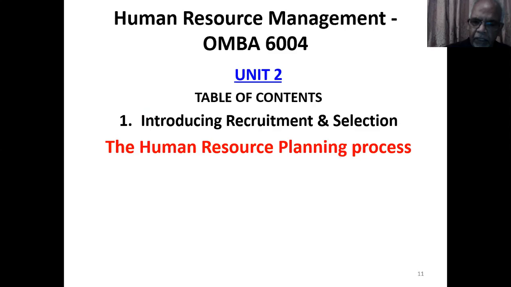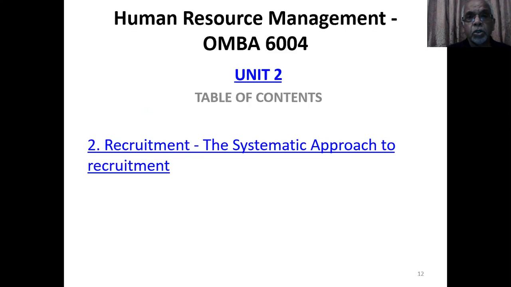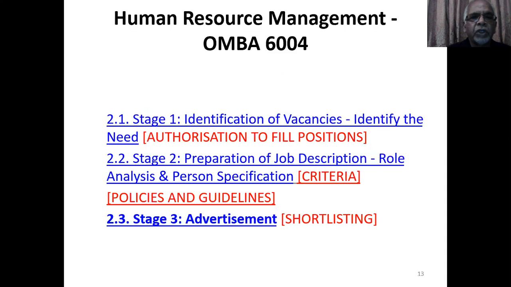First of all, as you already know, I introduced the item, the human resource planning process, which we have already discussed. And as you go through Unit 2 table of contents, you will see the additions highlighted in red. For example, I've included authorization to fill positions, the criteria to be used for recruitment and selection exercises, the policies and guidelines that have to be put in place to conduct a proper recruitment and selection exercise.